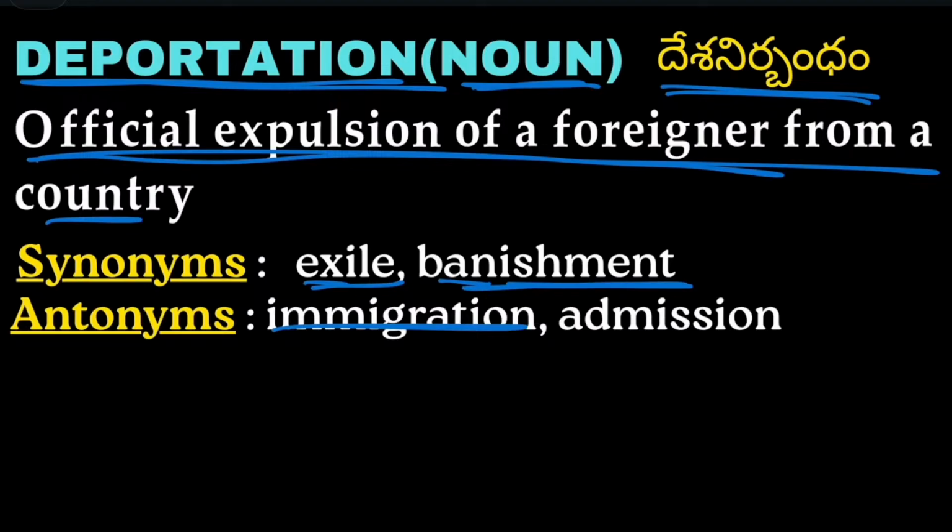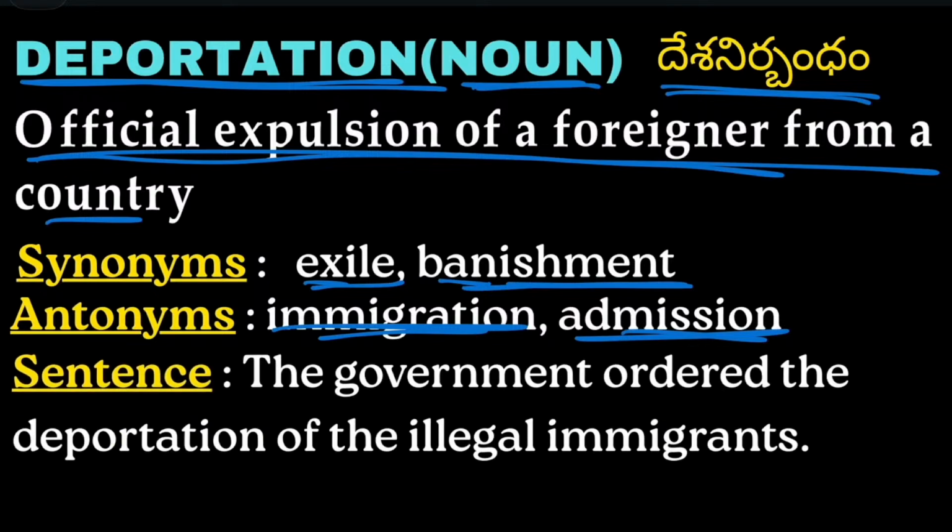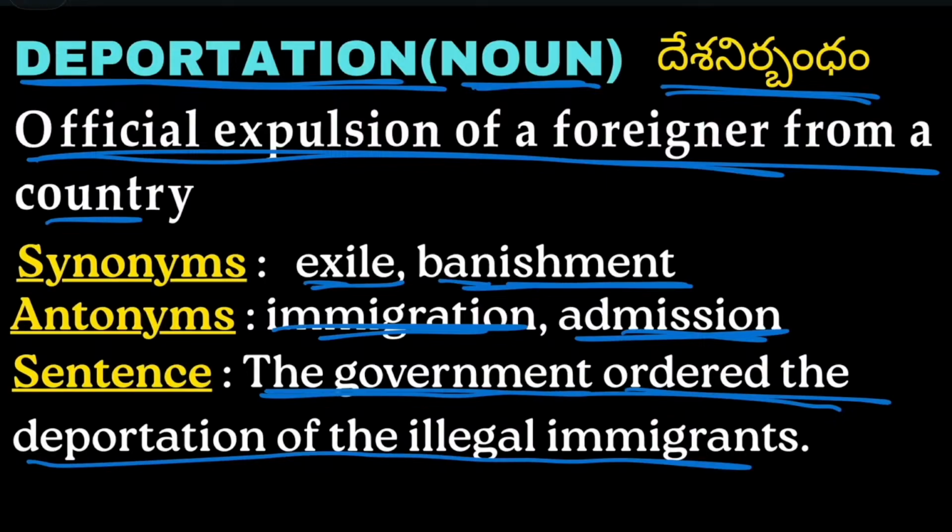Antonyms are immigration, admission. Immigration and admission are the antonyms of deportation. Example: the government ordered the deportation of the illegal immigrants. The government ordered the deportation of the illegal immigrants.